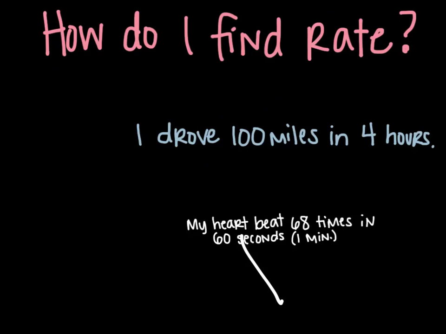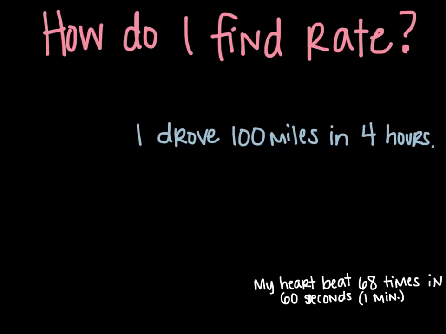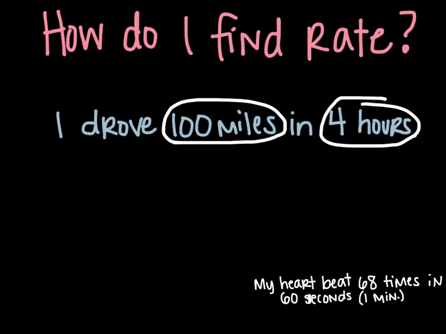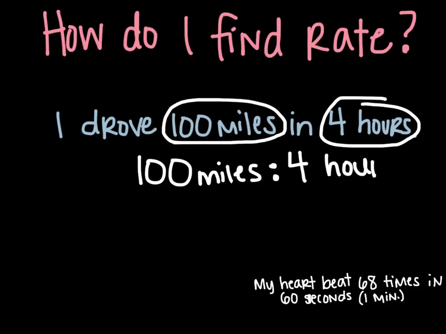Alright, I'm going to have you write down this first example on your notes. I drove 100 miles in 4 hours. So write that down. The next thing we're going to do is circle the words 100 miles and 4 hours. This is going to make our rate. Because we're traveling 100 miles in 4 hours, we can write this as a rate. Order matters, so 100 miles to 4 hours.